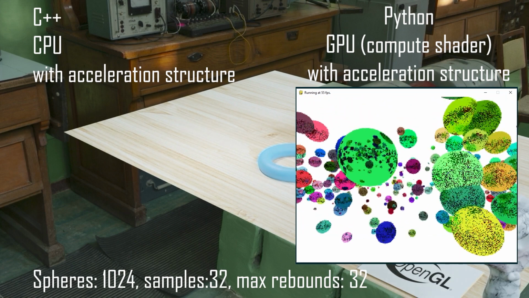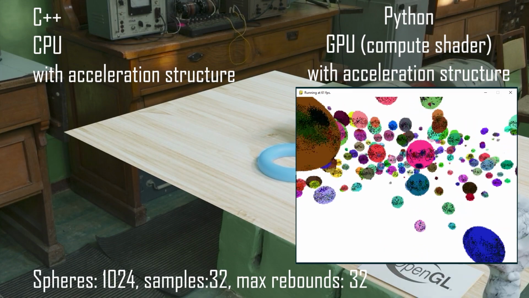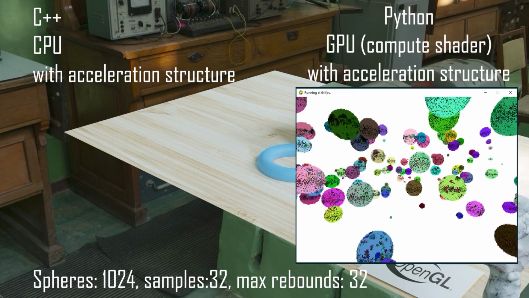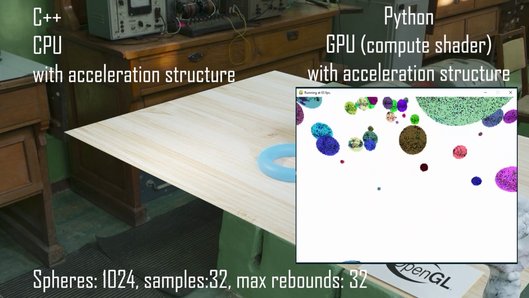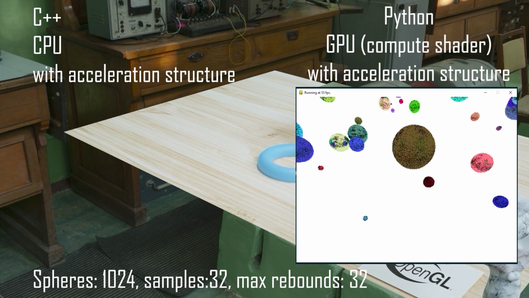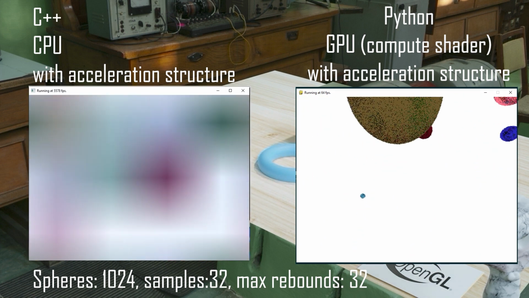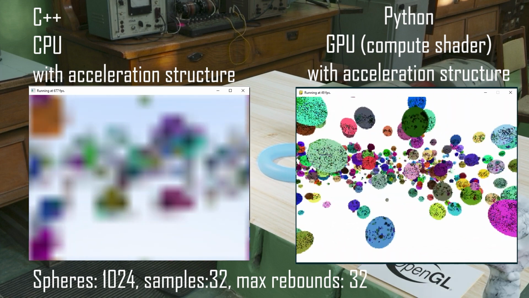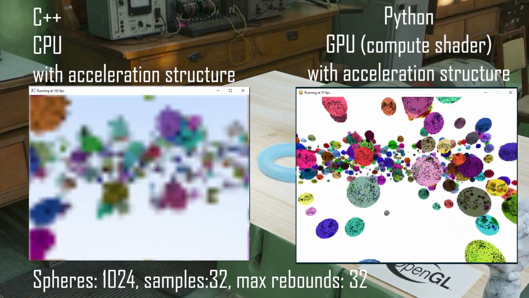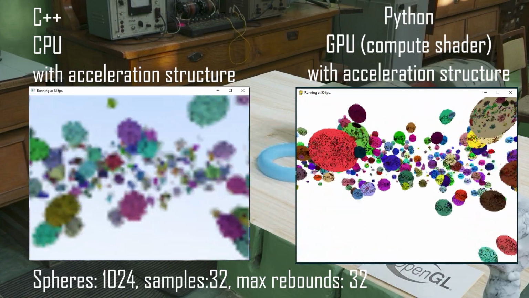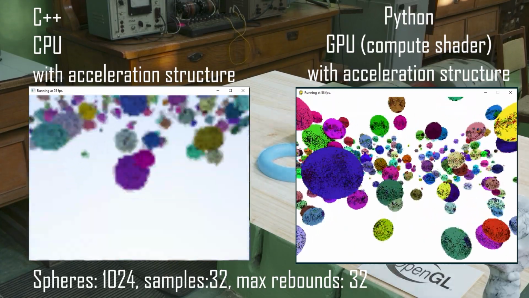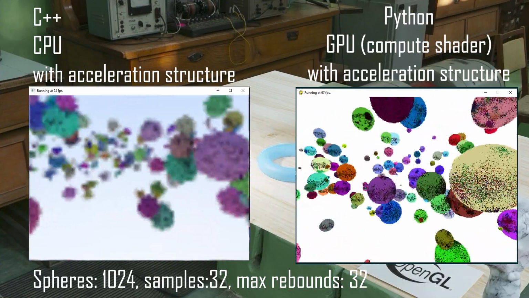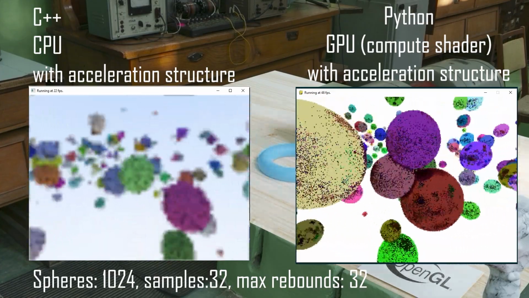Okay, so here we have it. Just as a bonus and as a comparison, this is the acceleration structure in action. We have 1024 spheres, 4 reflections, 4 samples. Doesn't look that great, but the fact that we can handle this much at this resolution, let me pop up footage from the pure CPU attempt.